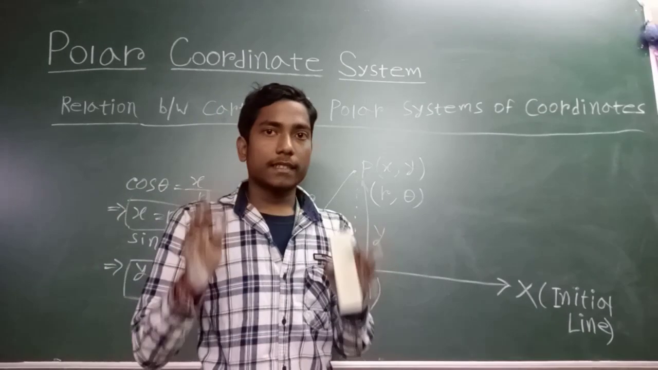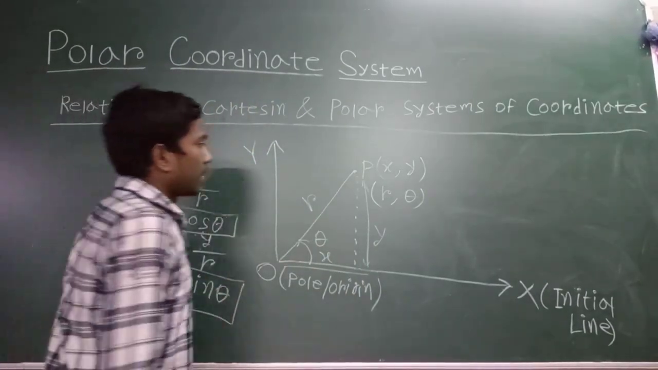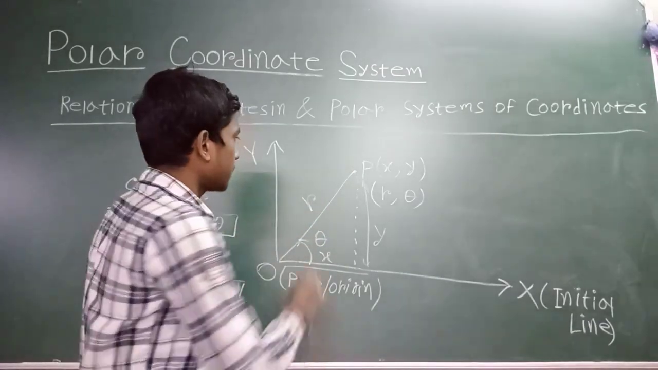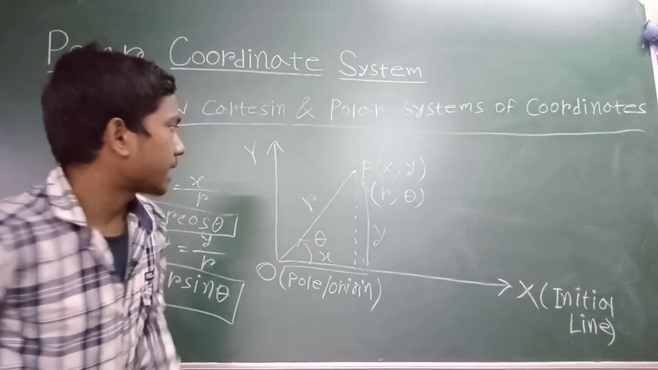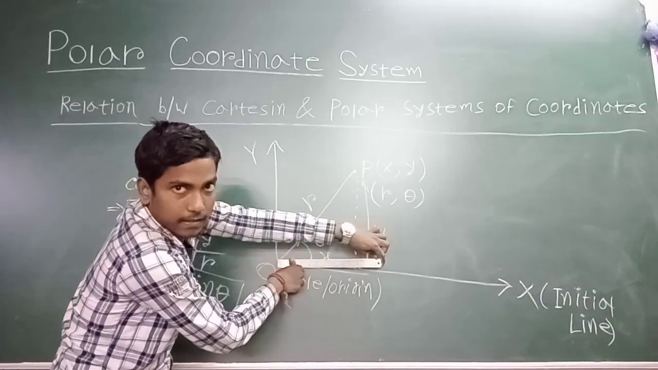Okay, we can think of this as a vector also. Like say if r is a vector, just suppose if r is a vector, then we know that the vectorial component of r along the x direction is r cos theta.